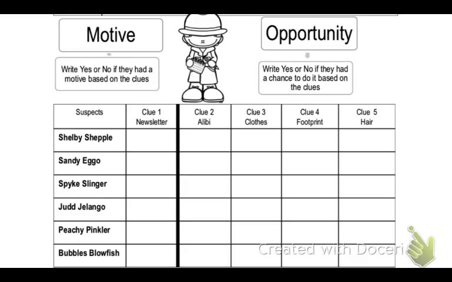Were they wearing certain clothes, or did they have ink stains on their hands? We have to look at the evidence and find out. So our first clue is a newsletter. If you haven't already, go get one.